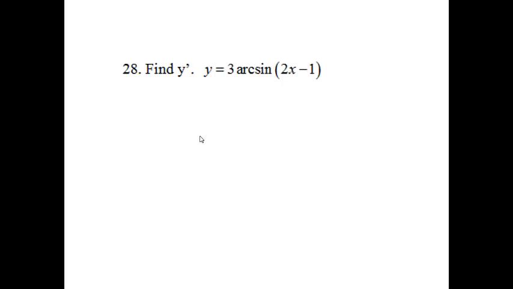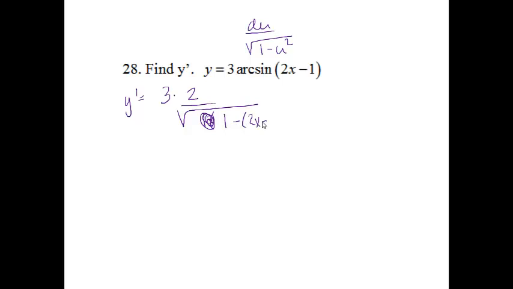Okay, 28. Find the derivative of arc sine. I do know that the derivative of arc sine is du over the square root of 1 minus u squared. So let's just work this out. 3 just tags along, and du, the derivative of 2x minus 1, would be 2. And then over the square root of 1 minus 2x minus 1 quantity squared. And then from here, the only thing that I would really need to do is multiply the 3 and the 2 together. So I'm going to get 6 over the square root of 1 minus quantity 2x minus 1 squared. And we would be done.